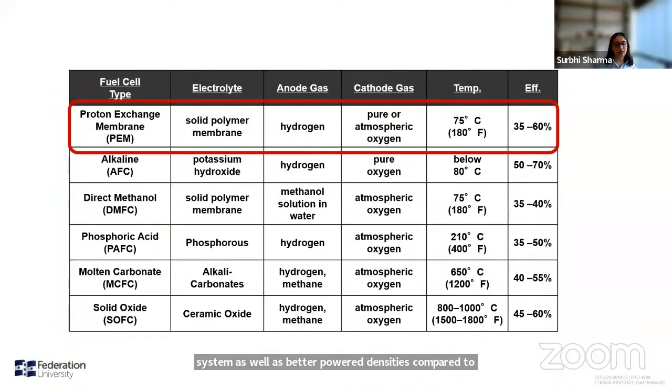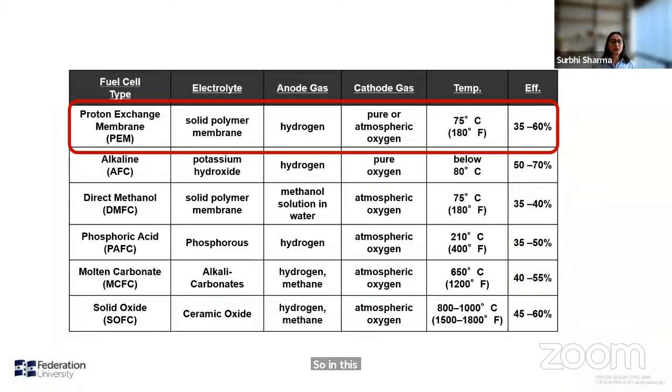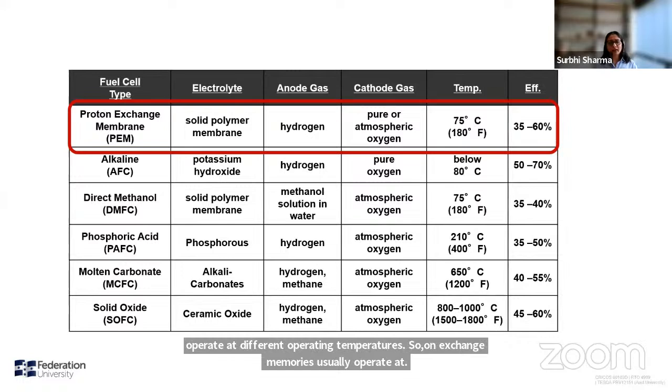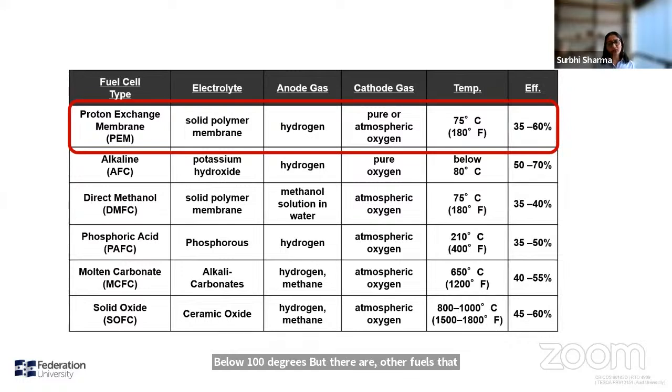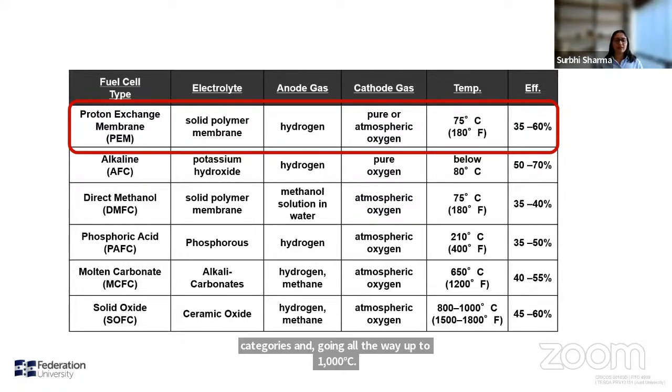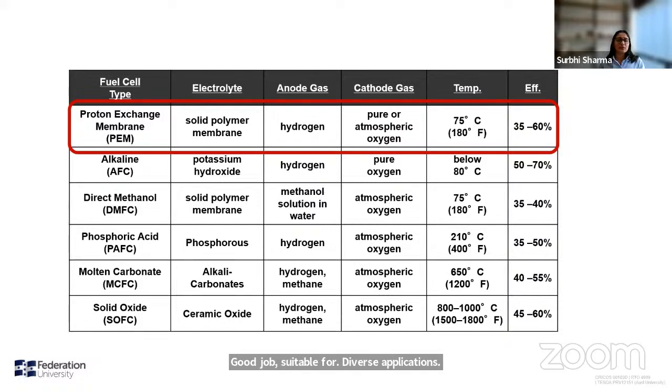So in this particular lecture, I'll be talking specifically about proton exchange membrane fuel cells. There are a variety of other types of fuel cells which operate at different operating temperatures. Proton exchange membranes usually operate below 100 degrees, but there are other fuel cell categories going all the way up to 1000 degrees Celsius, which are suitable for diverse applications. These fuel cells are usually named or categorized based on the type of electrolyte or membrane that they use. And that's where the name PEMFC comes from as well.